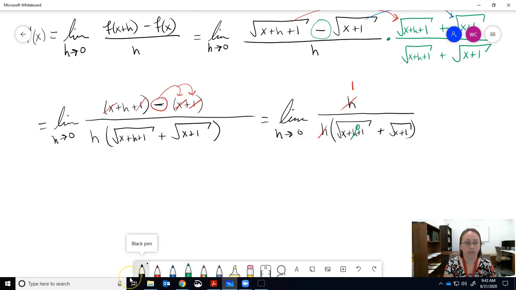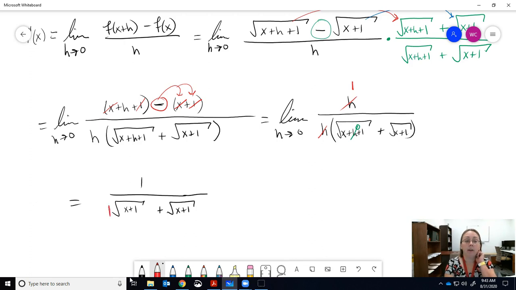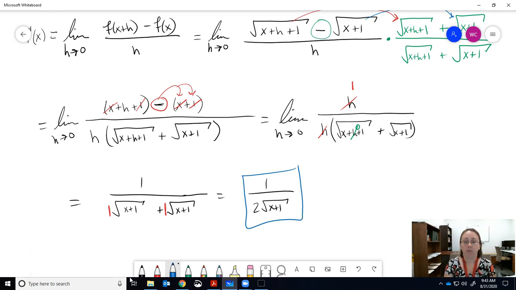Well, let's write what we have left. Let's just take the limit right there. 1 over, because it's not indeterminate form, so we have a 1 on top. On the bottom, we have the square root of x plus 1 plus the square root of x plus 1. How do you add square roots together? You add the numbers in front. In this case, they're 1s. So 1 and 1 make 2 square roots of x plus 1. And there you have it. What did we find here? This is the derivative of the function f that we were given.